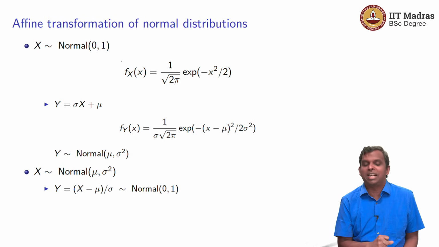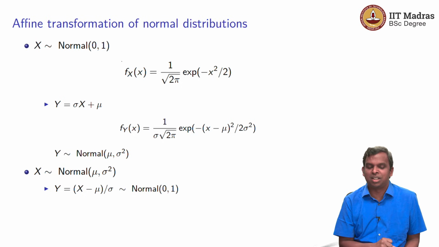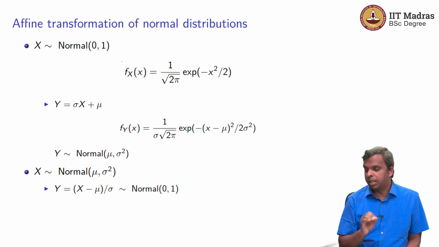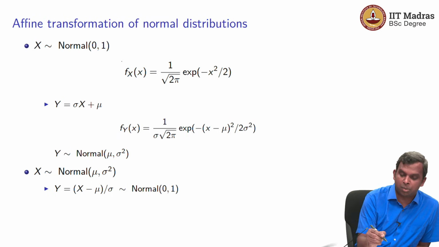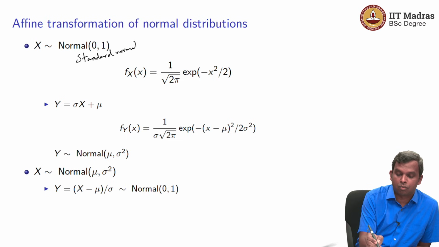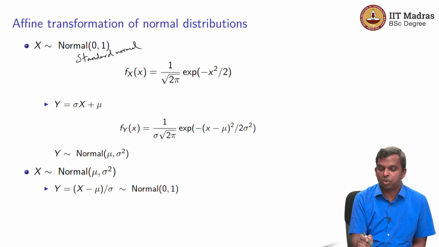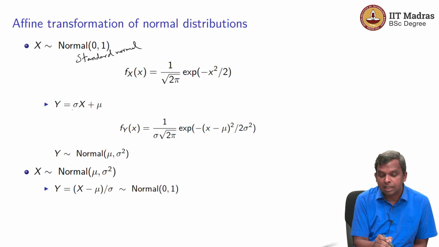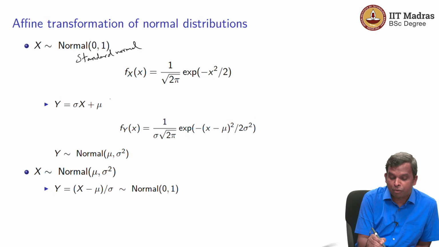Now let's come back to this affine transformation of normal distribution random variables. Suppose X is normal with mu equals 0 and sigma squared equals 1. You remember this is the famous normal distribution, the standard normal. This is the PDF for the normal distribution: 1 by root 2 pi e power minus x squared by 2. Now, if you do the transformation Y equals sigma X plus mu, this is an affine transformation.